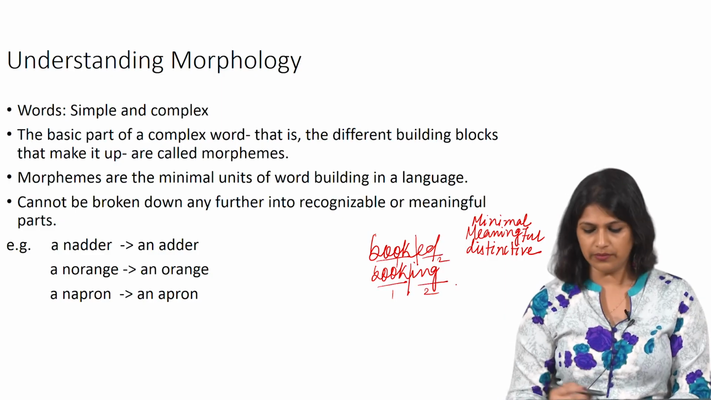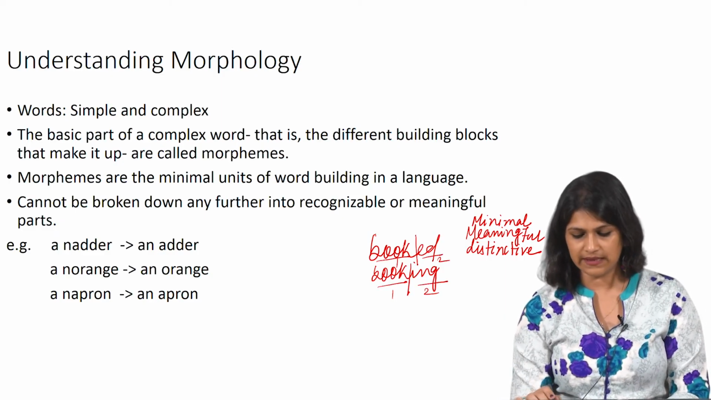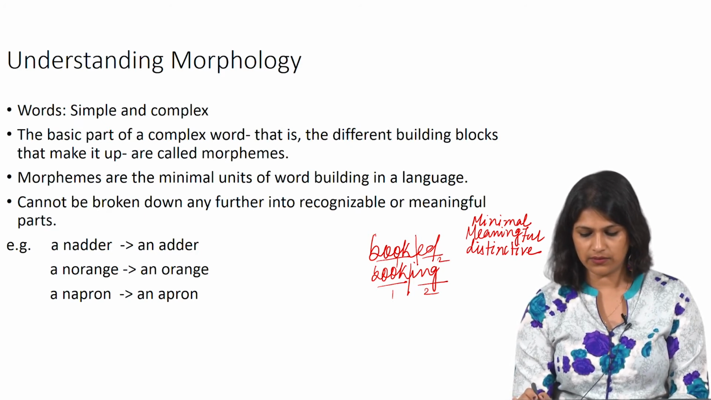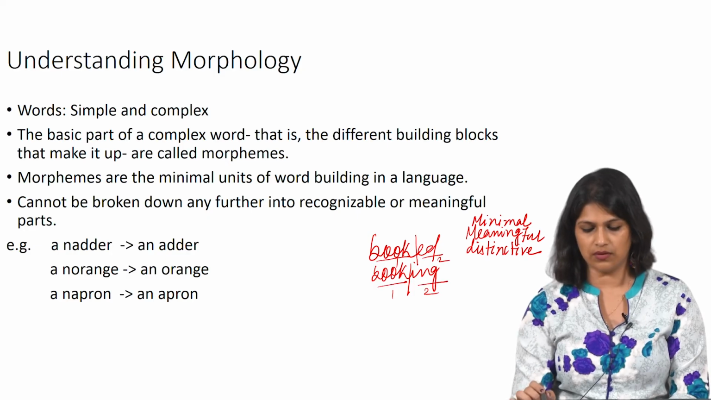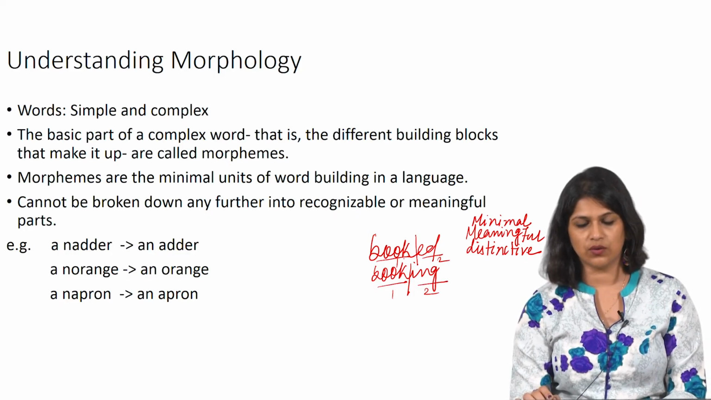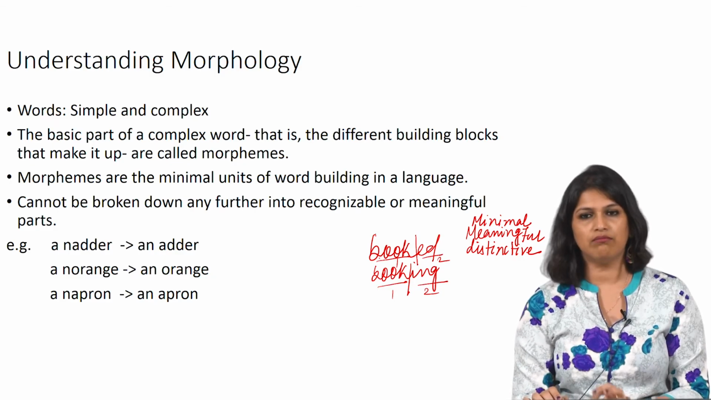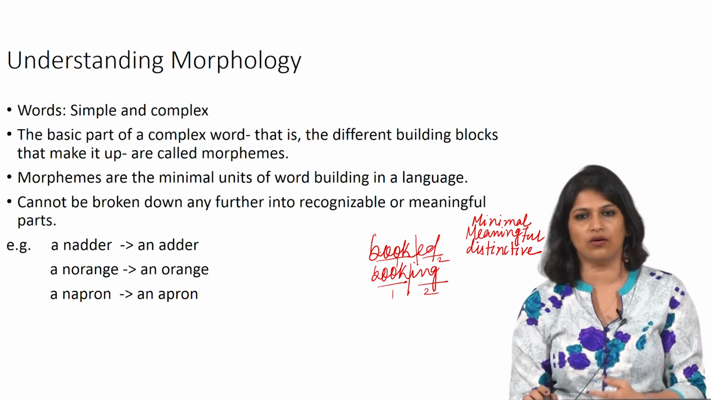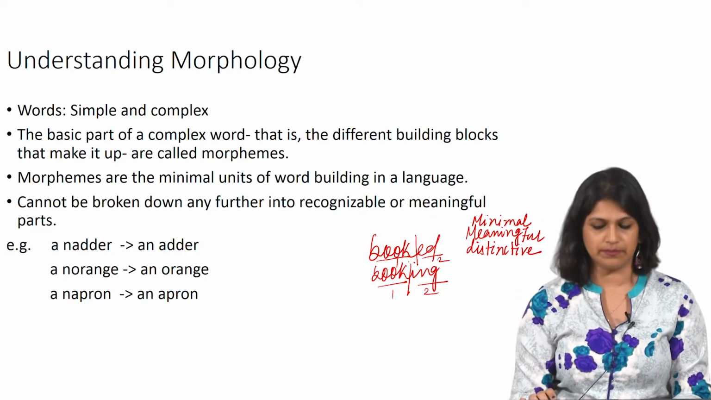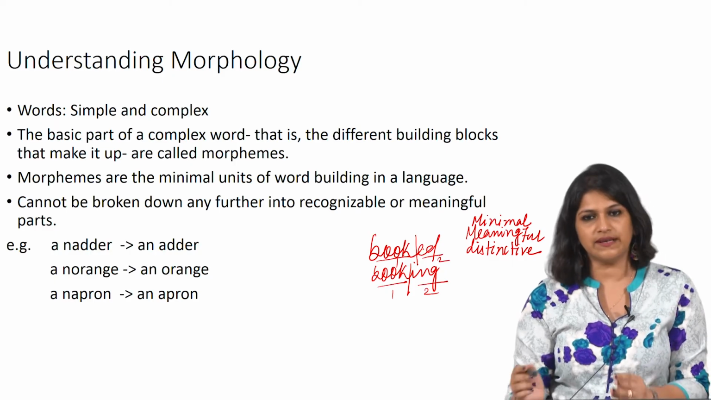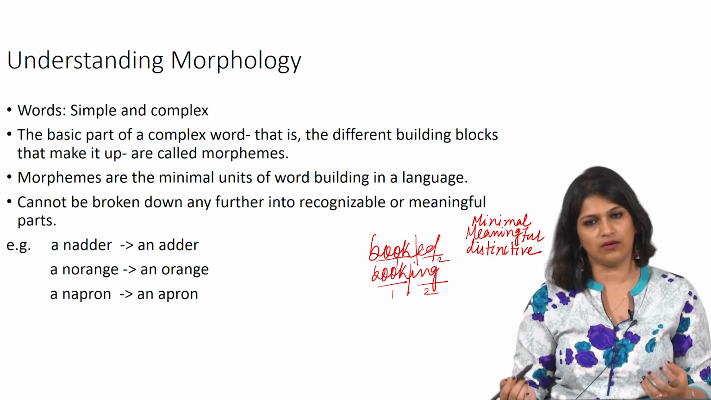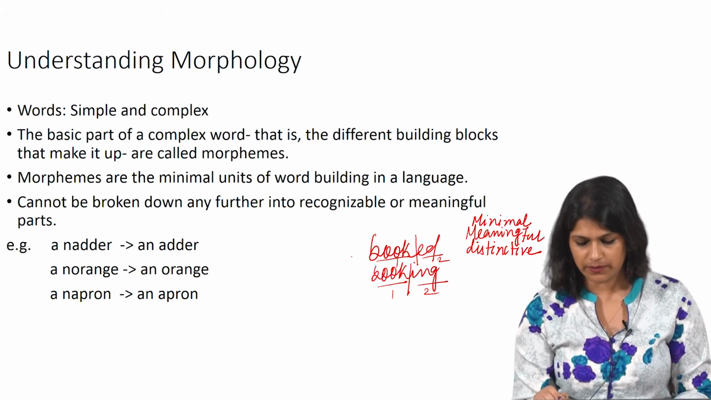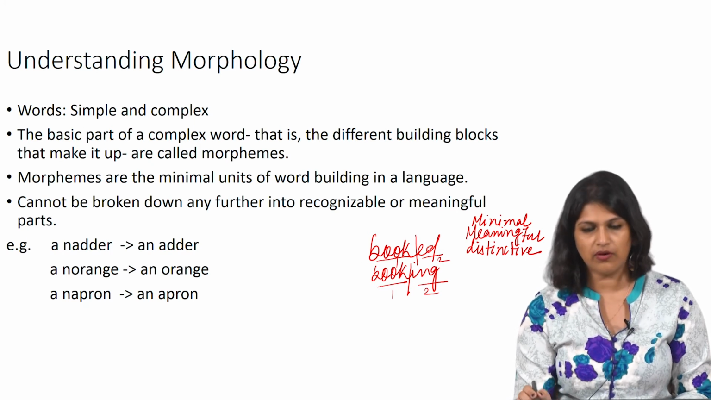We have to apply the same formula that we did for trees. I will not call them morphemes to begin with, I will call them units: unit 1, unit 2, unit 1, unit 2. Let us try the first one, booked with unit 1. Do you think book is minimal? Yes, because it cannot be further broken, you can't say boo and oak, that does not work. So book is minimal, book is meaningful, book is also distinctive, it has a meaning and a distinctive feature. So this would be considered one morpheme.